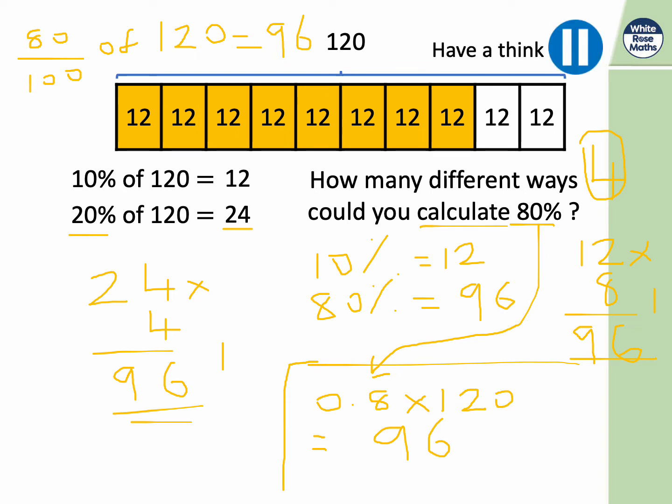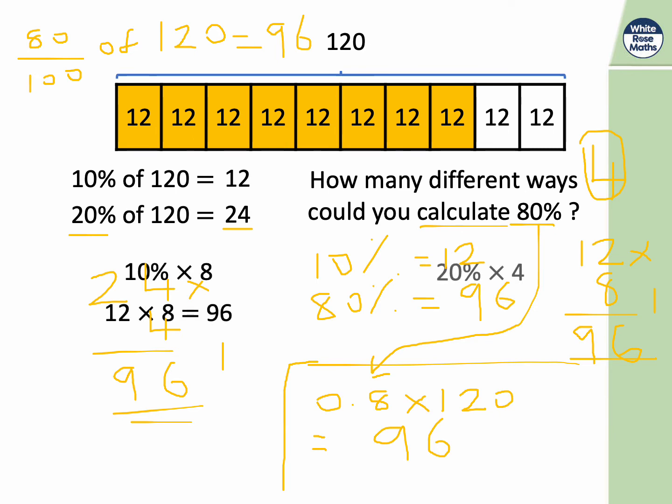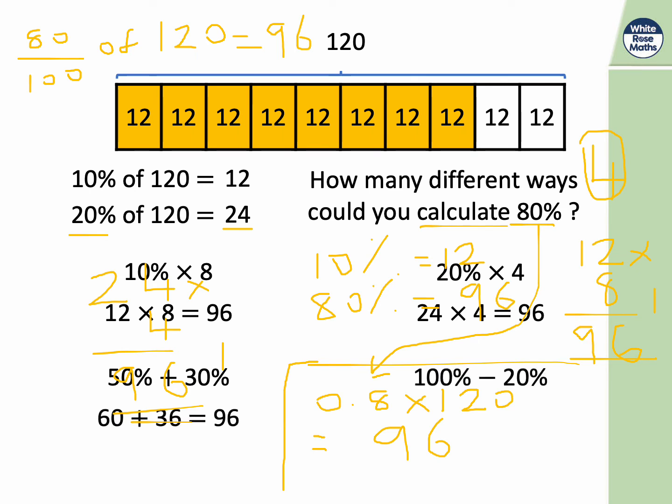So again, pause, have a think. There you go. So we did 10% times 8: 12 times 8 is that. 10% times 4: 24 times that, which is what I've got there. 50% plus 30%, so that's another way. 100% minus 20%, so another way there, guys.